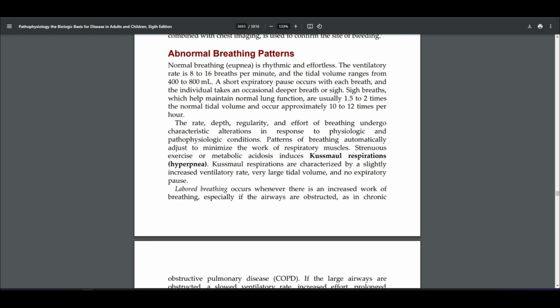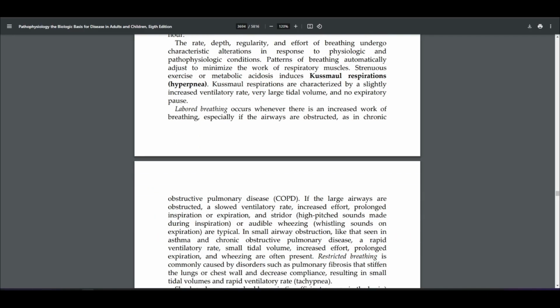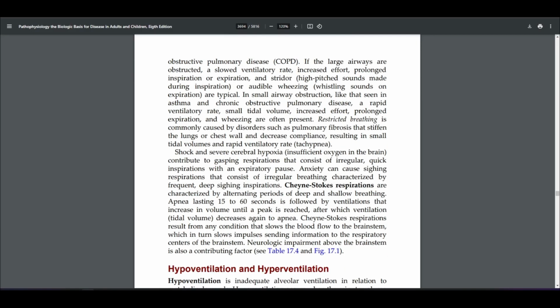Labored breathing occurs whenever there is an increased work of breathing, especially if the airways are obstructed, as in chronic obstructive pulmonary disease, or COPD. If the large airways are obstructed, a slowed ventilatory rate, increased effort, prolonged inspiration or expiration, and stridor or audible wheezing are typical. In small airway obstruction, like that seen in asthma or chronic obstructive pulmonary disease, a rapid ventilatory rate, small tidal volume, increased effort, prolonged expiration, and wheezing are often present.